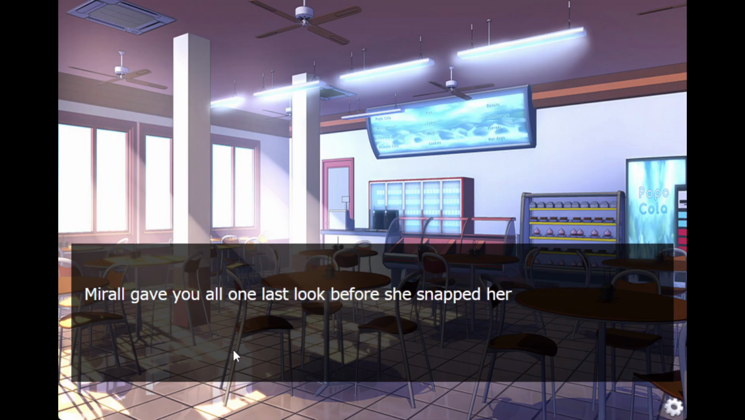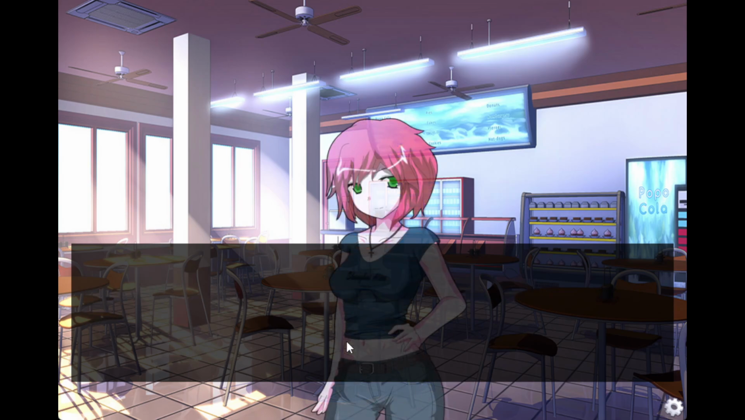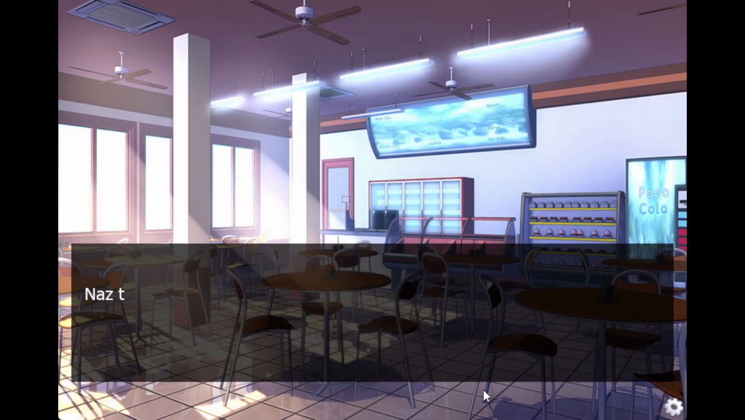Mal gave you all one last look before she snapped her fingers and suddenly disappeared. The room fell silent once again, but then someone suddenly approached you. Hey, Naz looked at you with a smile on her face. I want you to know that I have no doubts you'll make the right choice, Pachi. Beneath those hollow, empty eyes lies a genuine person. Hollow eyes again? A kind person. I realized that the moment I laid eyes on you. I won't forget this, Pachi. I promise. Naz approached you and gave you a tight hug.